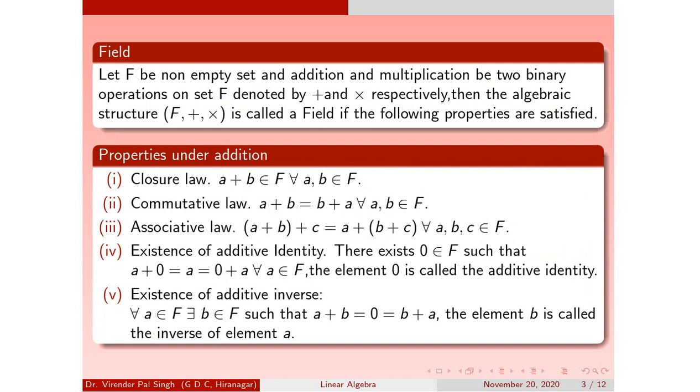The properties under addition are: the sum of two elements of the field again belongs to the field. This property is known as the closure law. Second, we all know what a commutative law is: A plus B should be equal to B plus A for all A, B in F. Third is the associative law: A plus B, its addition with C, is the same as A plus the addition of B plus C.